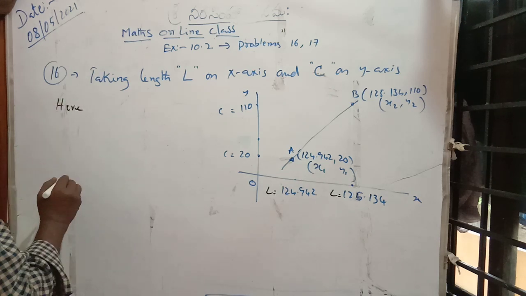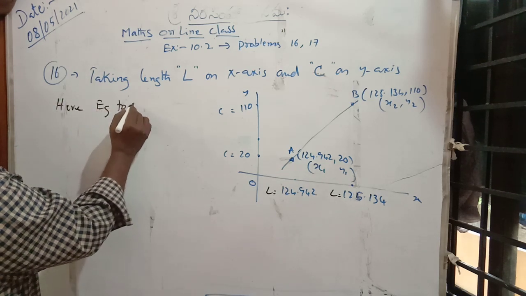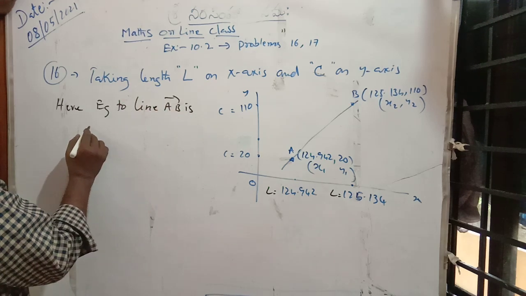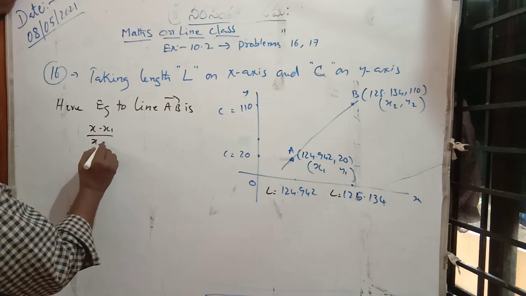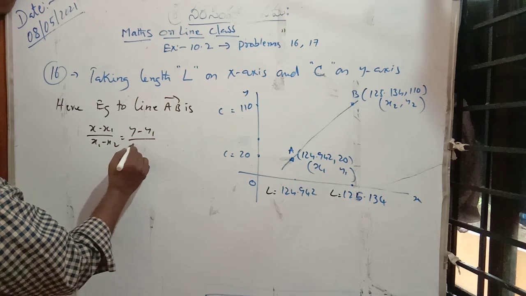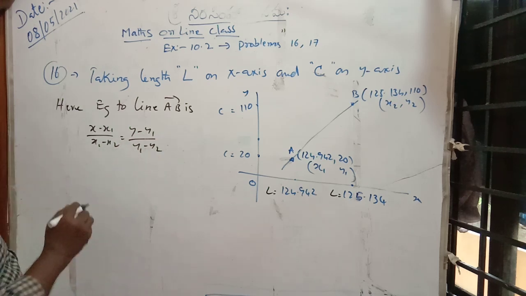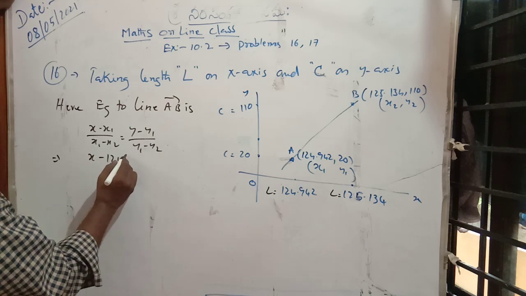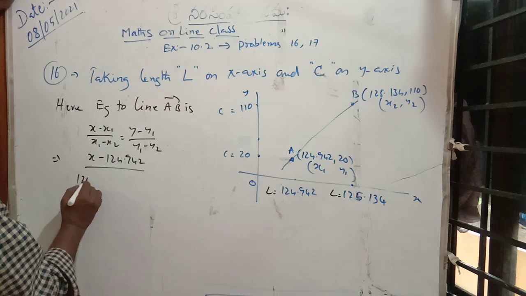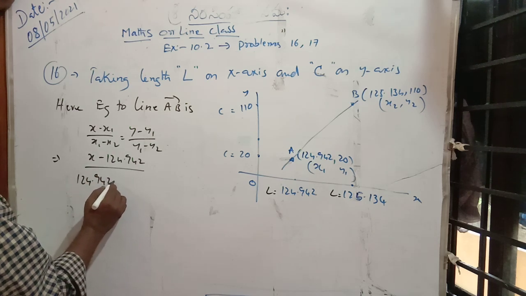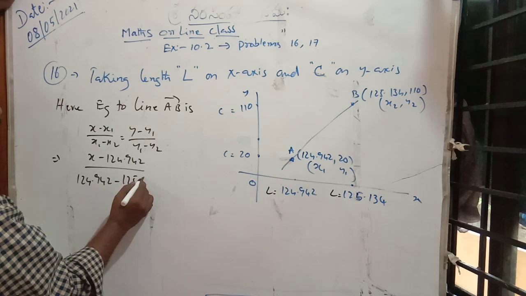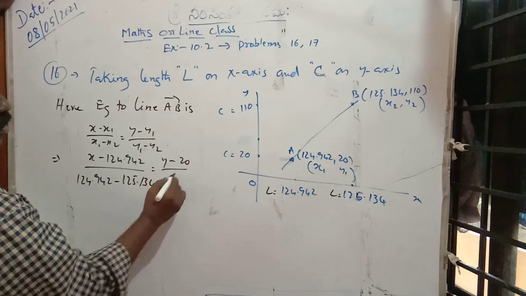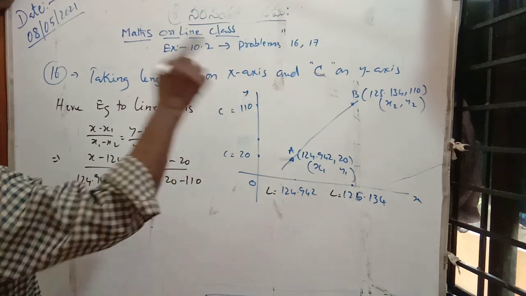Now you see, here the equation of line AB is (x minus x1) by (x1 minus x2) equals (y minus y1) by (y1 minus y2). So that implies (x minus 124.942) by (124.942 minus 125.134) equals (y minus 20) by (20 minus 110).